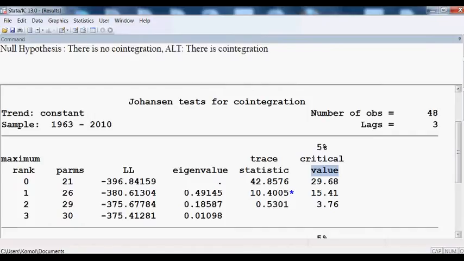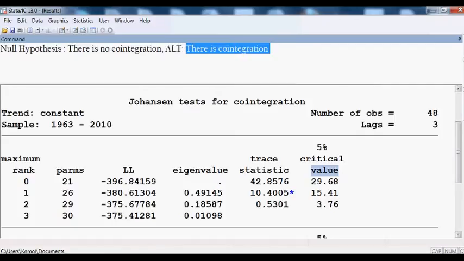So what is the guideline? The guideline is when the trace statistics is more than the critical value, we can reject the null hypothesis and can accept the alternative hypothesis. But if the trace statistics is less than the critical value, then we cannot reject the null hypothesis. Rather, we accept the null hypothesis. So that is the guideline all the time.